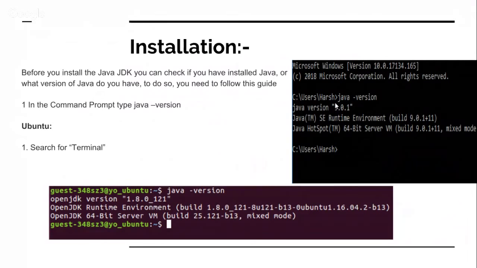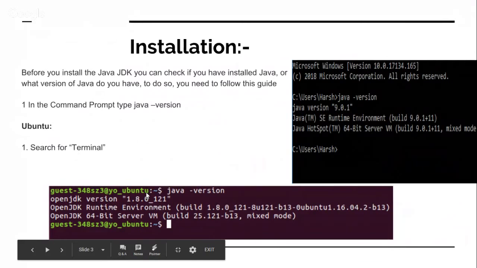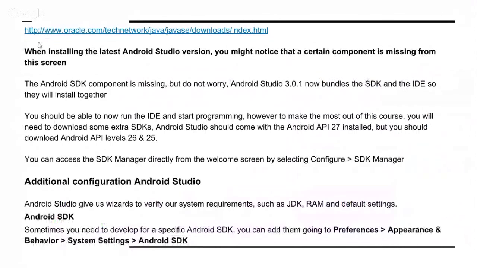See in this picture, you can see Java version 9.0.1. It's showing my version is 1.9. If you get a similar message, then the JDK is installed. For Ubuntu users, you can directly search for and type java -version and check. If you get a similar message, then the JDK is there.